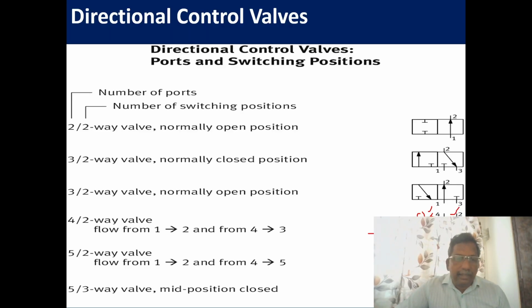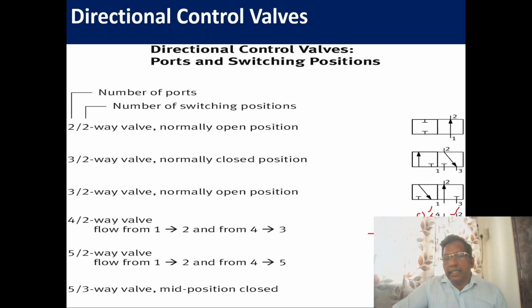So in this 5 by 3, the mid portion is closed. Five ports we are having: one, two, then the third port, the fourth port, and the fifth port. So five ports we are having, and three positions we are having. So one, two, and three positions we are having in the 5 by 3.